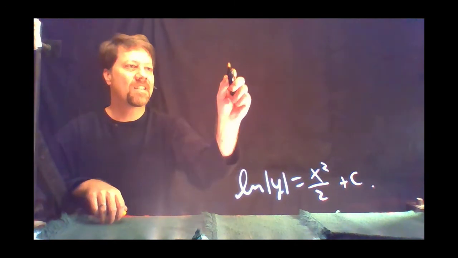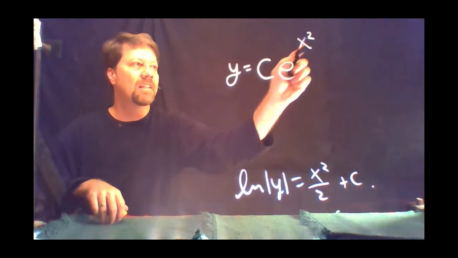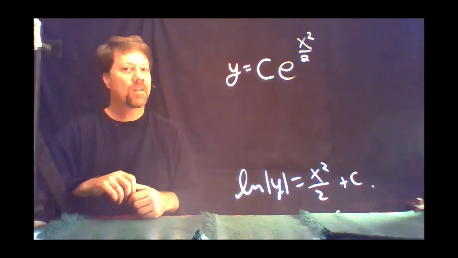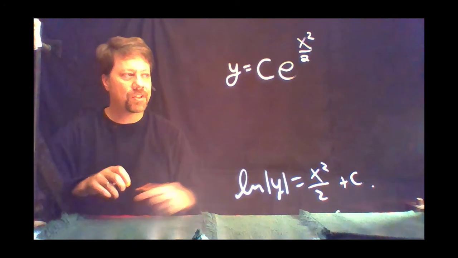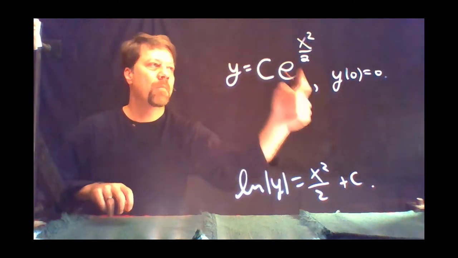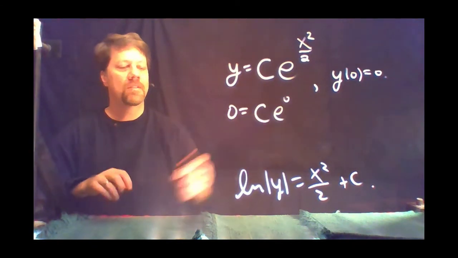Exponentiating both sides, we get y is a constant times e to the x squared over 2. Now, we also have to solve the initial condition, y of 0 equals 0. But if x is 0, what solution is there to this equation?